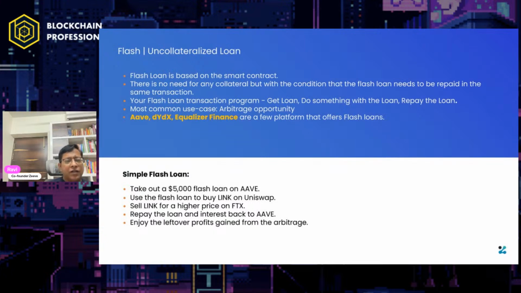There have been a lot of challenges also in flash loans. A lot of flash loan attacks have happened in the last few years. But understanding a simple flash loan, why somebody would take a flash loan, one of the commonest use cases is arbitrage opportunity.